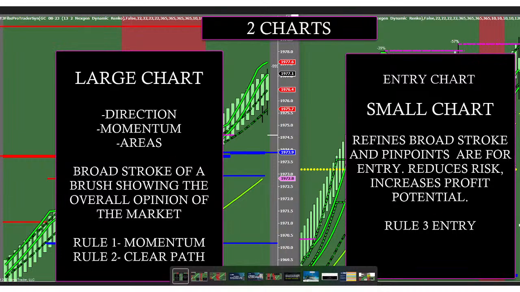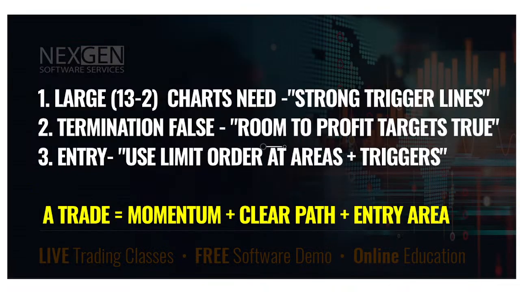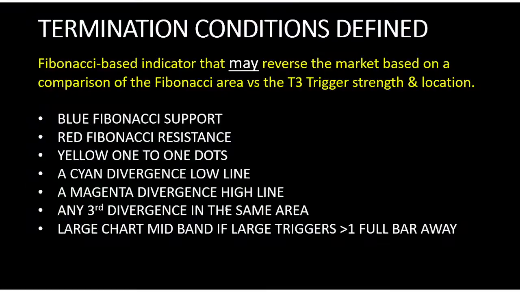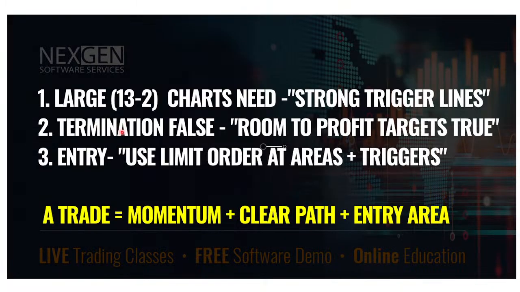And when we talk about the areas on the large chart, we're going to use them to define whether or not they're a termination condition, because rule number 2 says termination conditions false. Room to profit targets is true.